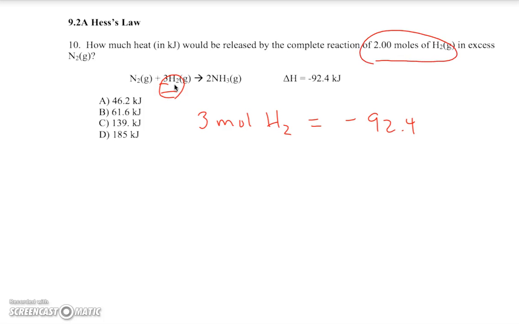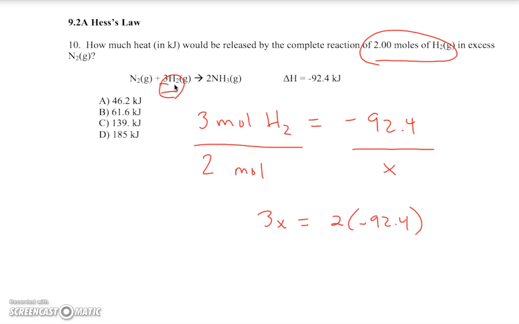But we're talking now about 2 moles, so we need to set this up as a proportion. So 2 moles of H2 is going to give us X. Here it's just a matter of cross multiplying. We get 3X is equal to 2 times negative 92.4. Divide that by 3, and we should get that X is equal to negative 61.6 kilojoules. So that gives us that nice answer right there of choice B. All right, let's take a look now at the next question.